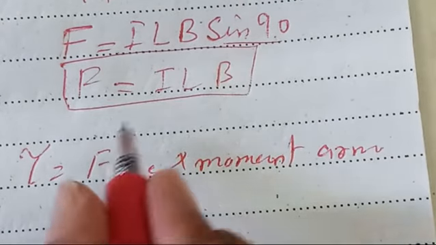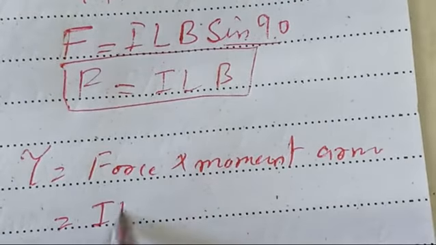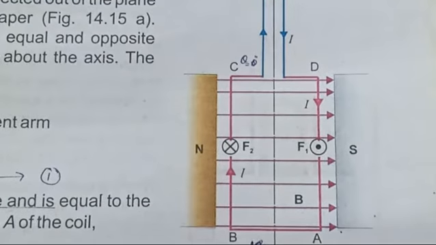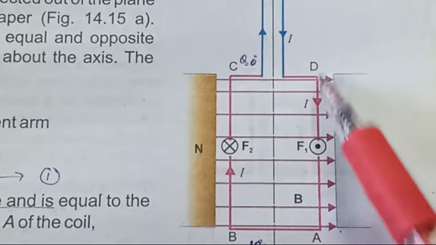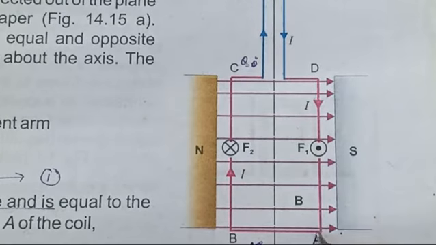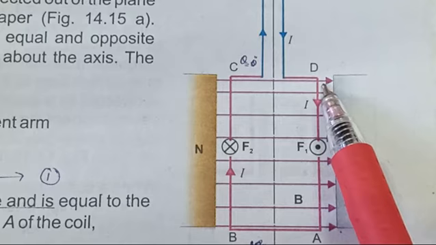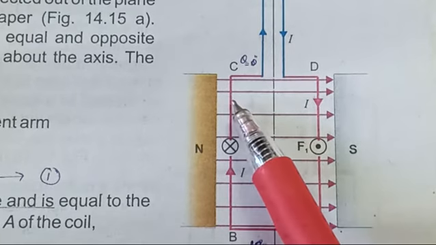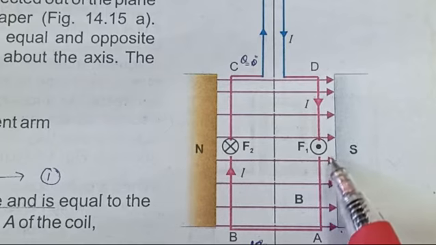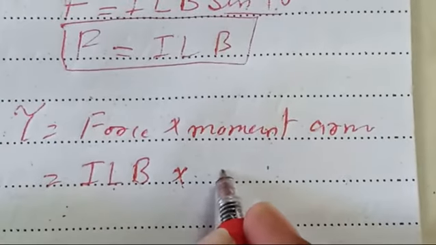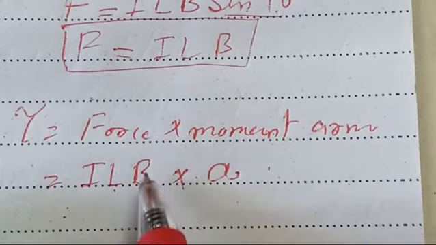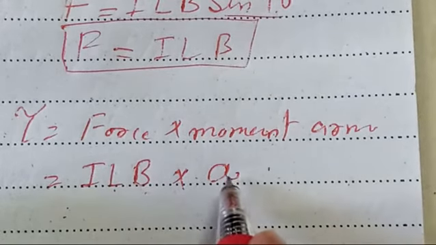Okay. While force you know very well, that is equal to ILB cross, and moment arm is the length of AD and length of BC. This is considered A. Okay. Length of AD, this is known as moment arm, or length of BC, this is also known as moment arm. So that's why we have taken length A. So moment arm is written as A. Torque is equal to force into moment arm. Force is ILB and moment arm is A.